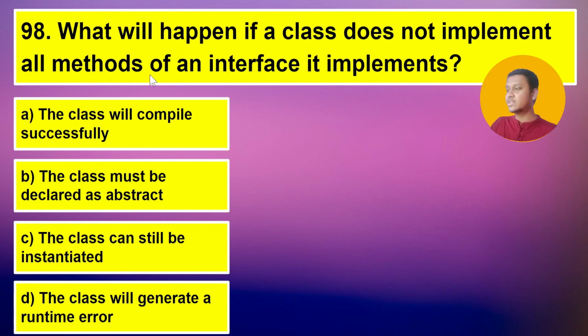So now let's go to our next question, which is, what will happen if a class does not implement all the methods of an interface it implements? Option A, the class will compile successfully. Option B, the class must be declared as abstract. Option C, the class can still be instantiated. Option D, the class will generate a runtime error. So here the correct answer is option B.